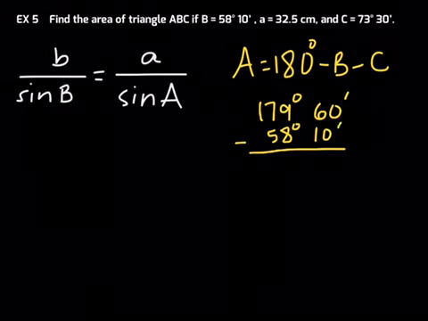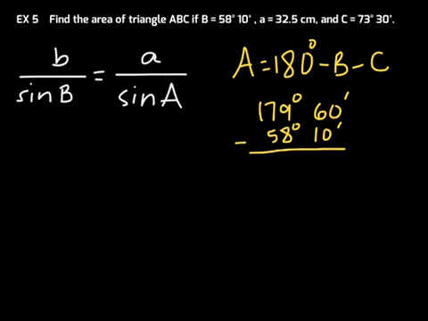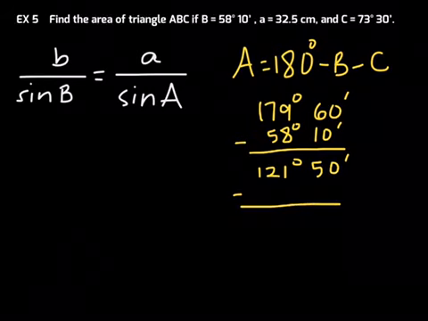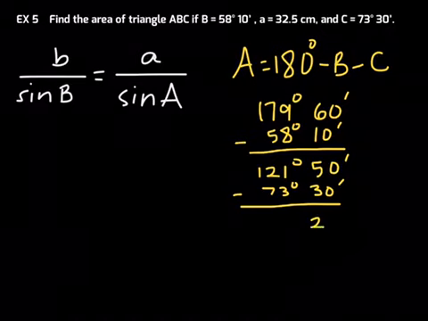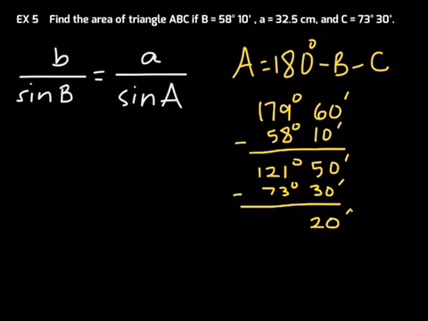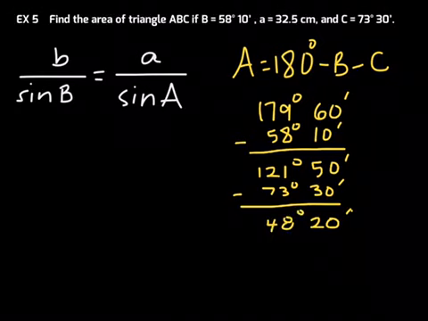We did this in the very beginning of our class. So this is going to be 121 degrees and 50 minutes. So far, this is 180 degrees minus B. Now I'm going to subtract C, which is 73 degrees and 30 minutes. So this is 20 minutes, and 121 minus 73 is 48 degrees. So this is what A is equal to.